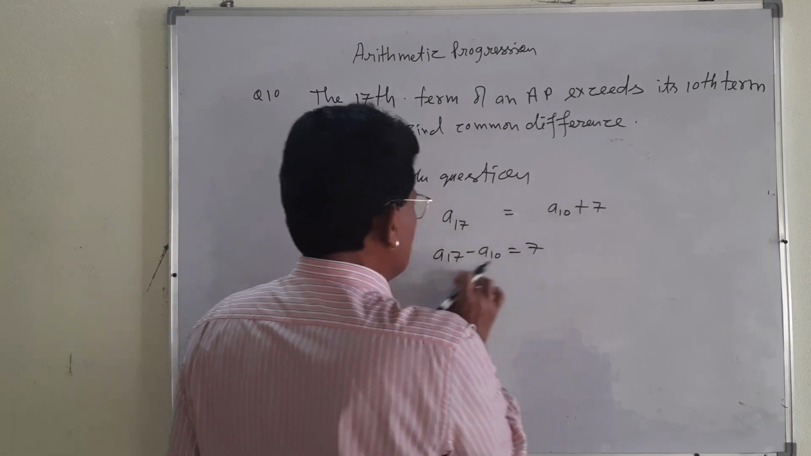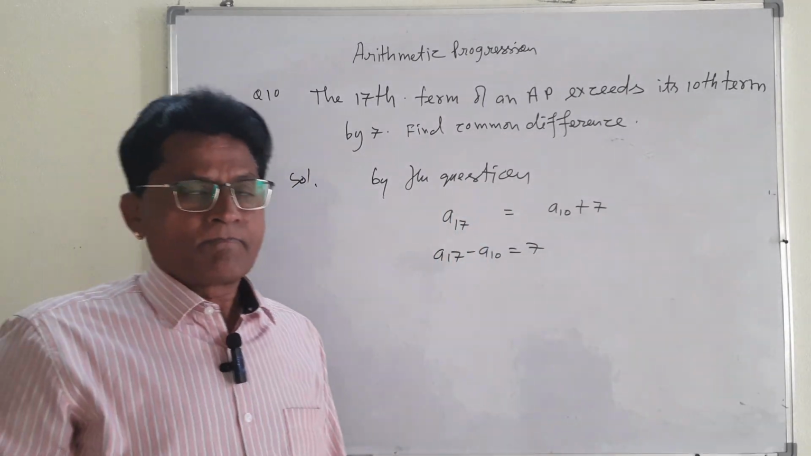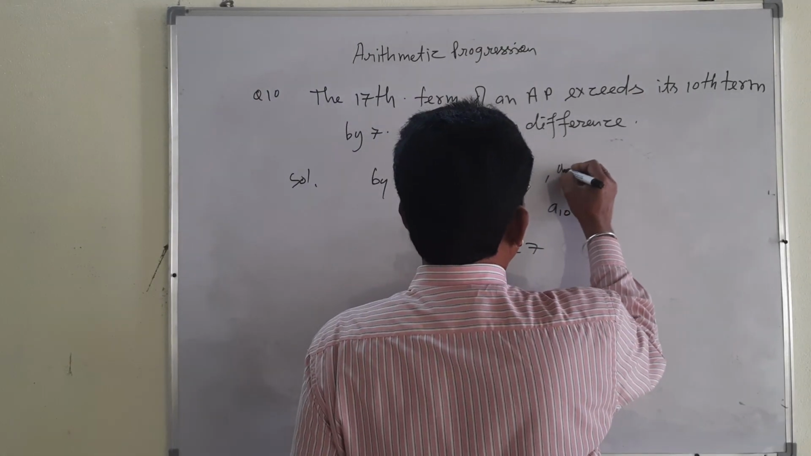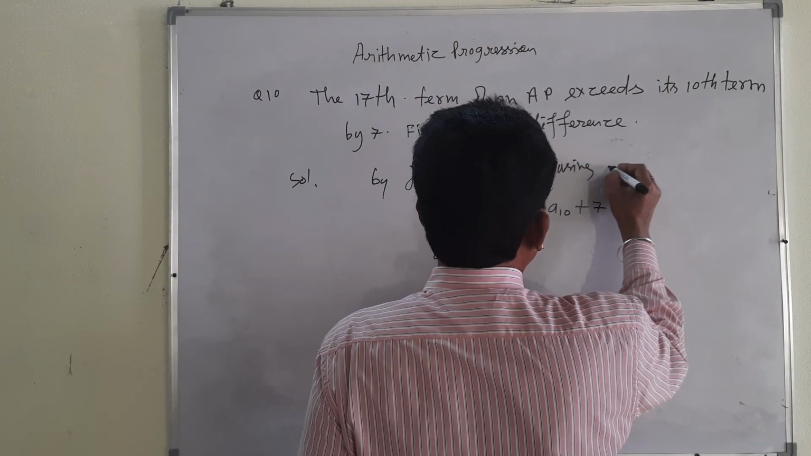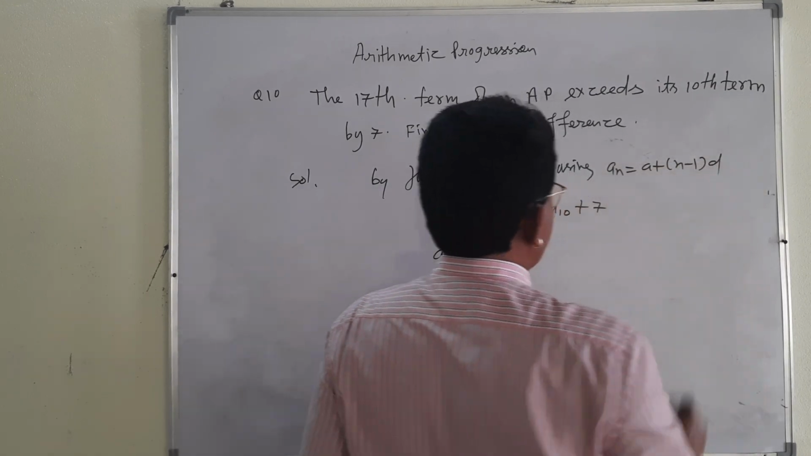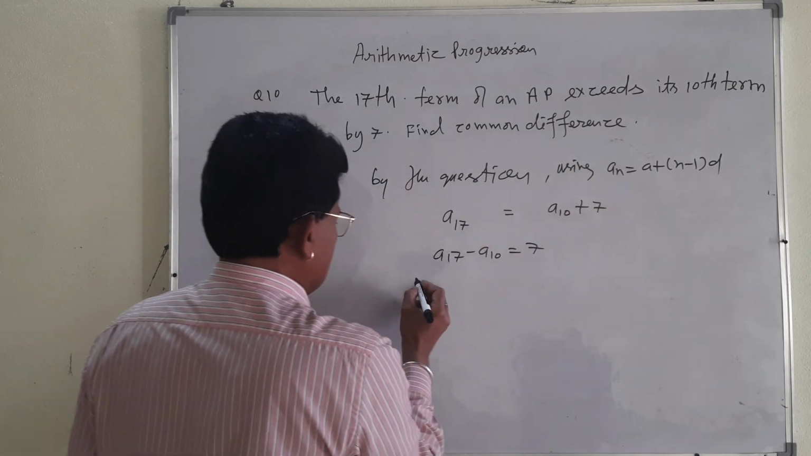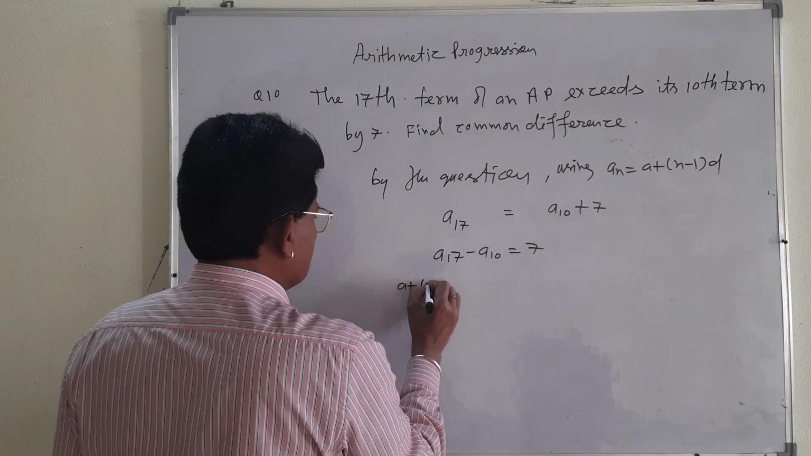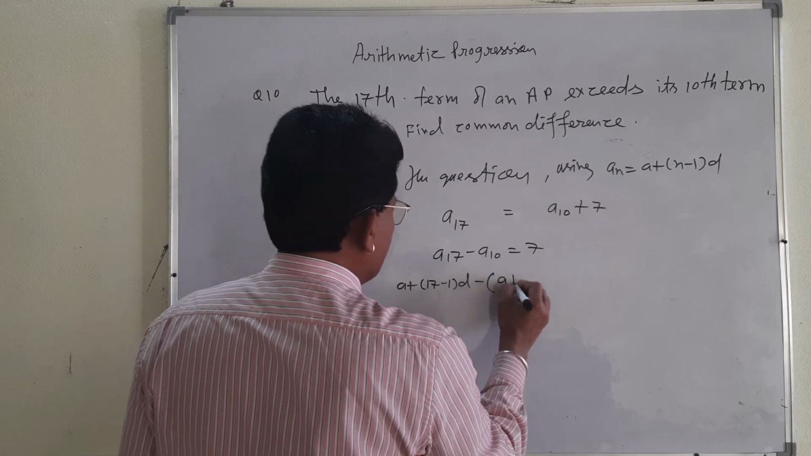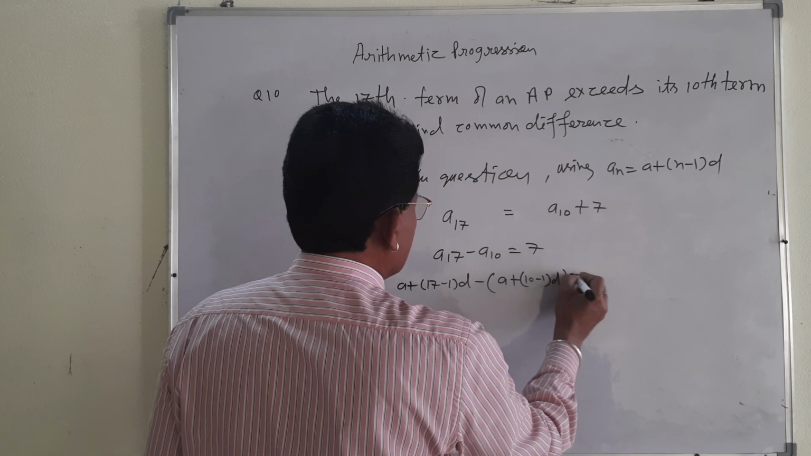Either you write in this form: the difference of the 17th term and the 10th term is equal to 7. Same thing. And what formula will you use? You have to use the same formula: a_n equals a plus (n minus 1) into d. Use that formula, because in place of n you will write 17. So a plus (17 minus 1) d, minus a plus (10 minus 1) into d, will be equal to 7.